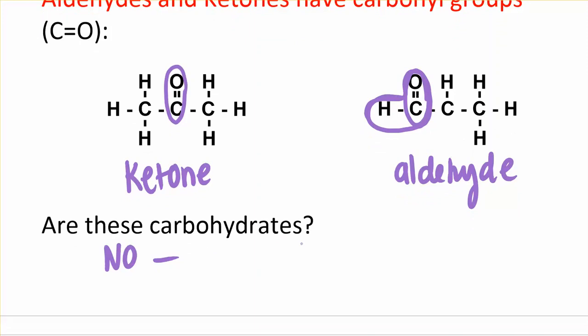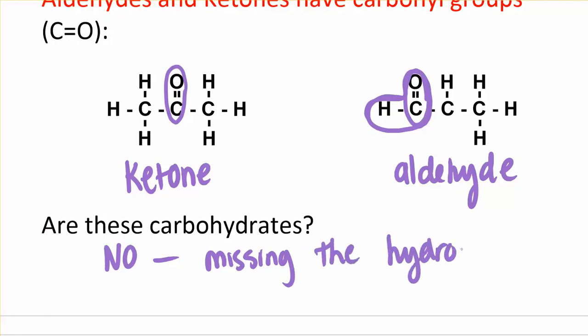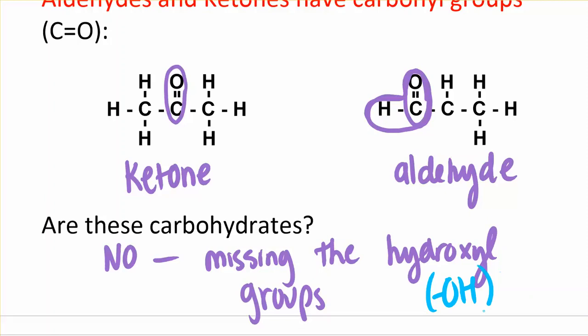Why? They are missing the OH groups. The hydroxyl groups, remember that's the OH, that must be there for it to be a carbohydrate. On a carbohydrate, every carbon that is not the carbonyl carbon would have an OH, a normal carbohydrate. If one of those is missing, it would be called a deoxy sugar, like a deoxyribose. That's what it means, is a hydroxy is missing.